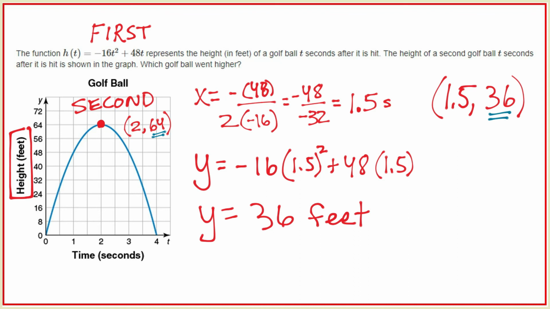It's going to be a parabola that opens down, and that point is going to be on the very highest point on the parabola. So if the second golf ball had a maximum height of 64 and the first golf ball has a maximum height of 36, which golf ball went higher? The answer to the question is the second golf ball went higher.